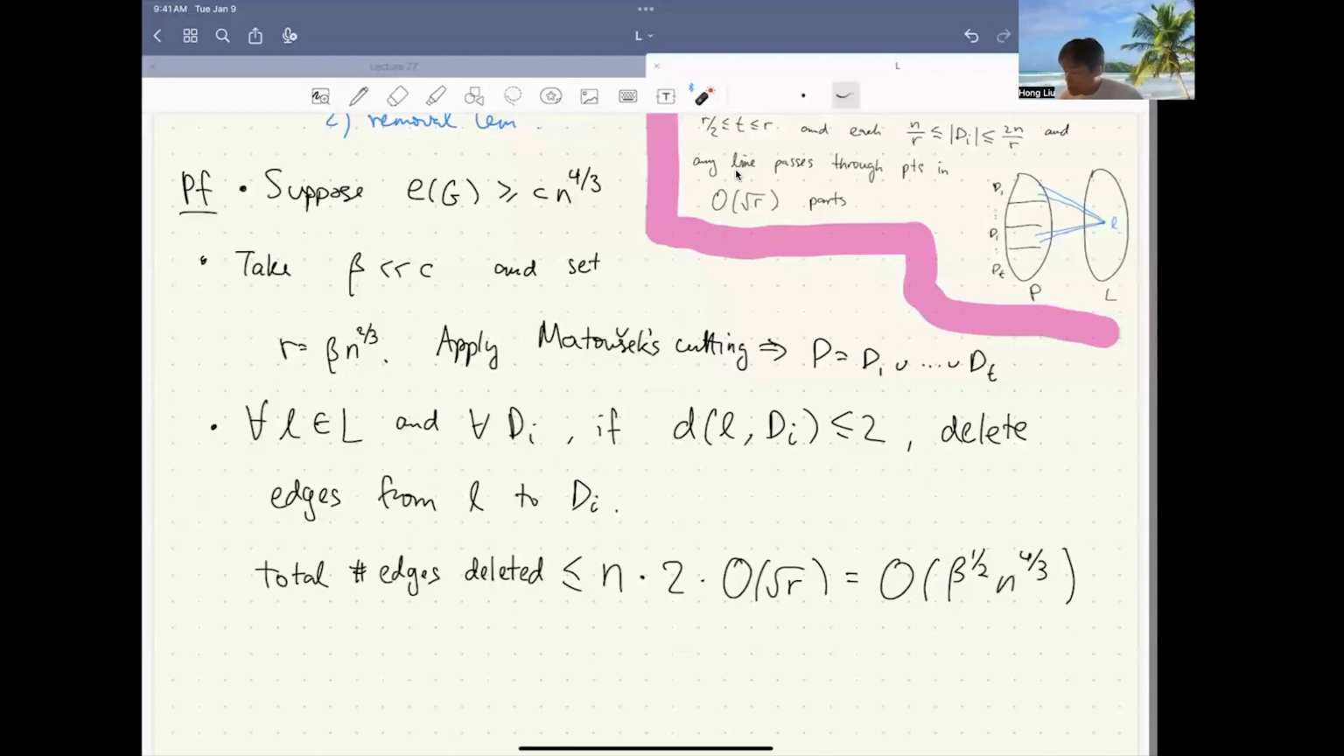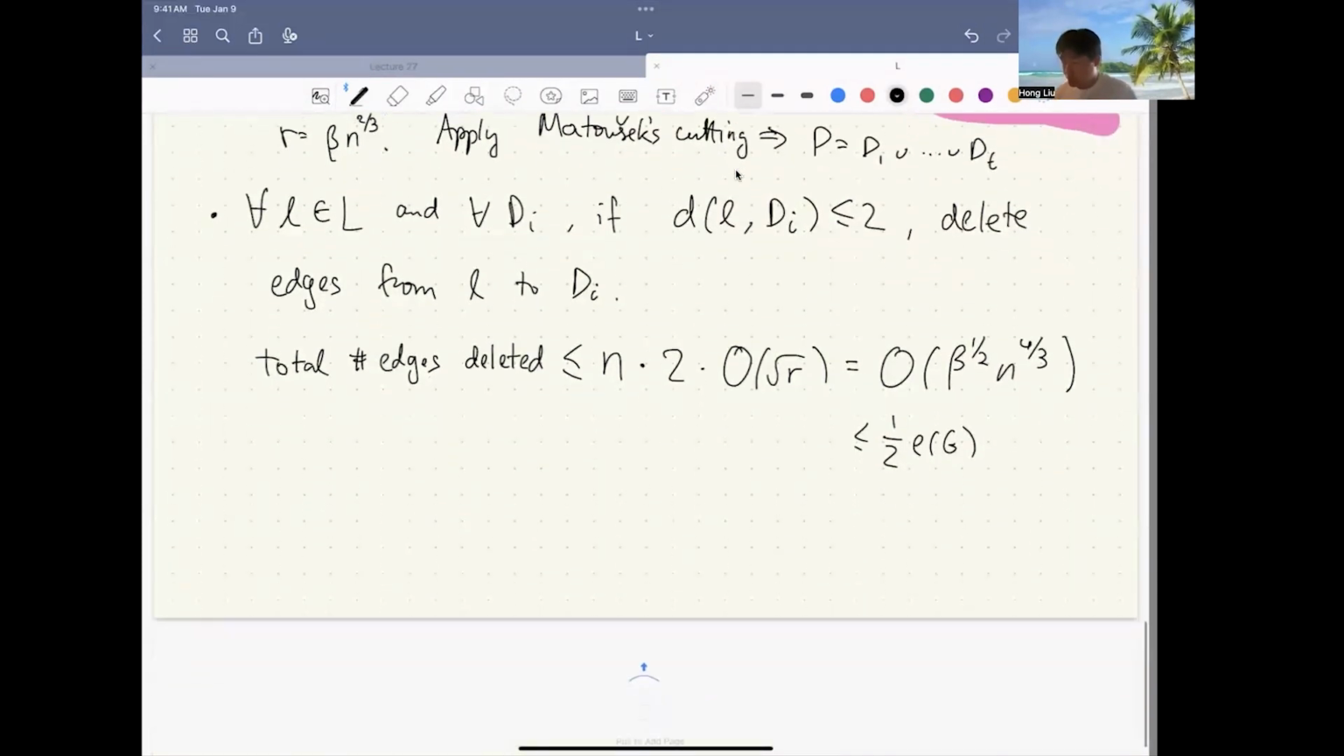What's this compared to our number of edges? It's basically beta compared to C. But since we take beta much smaller than C, we know that this is a negligible amount. So let's say this is at most half of the edges of our graph. So we still retain half of the edges after this cleaning. Good.